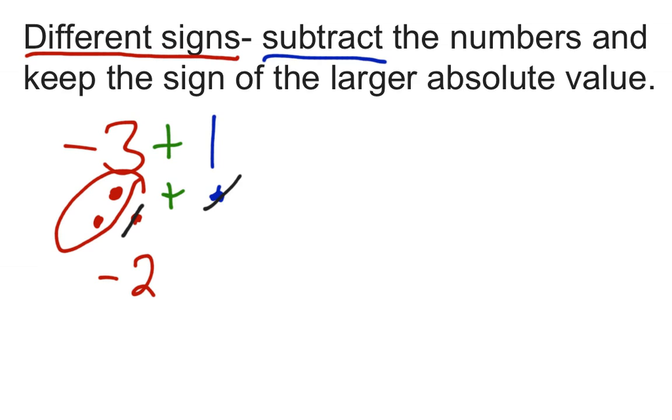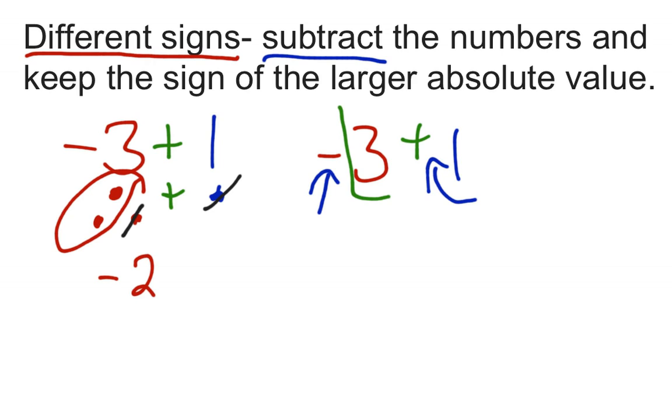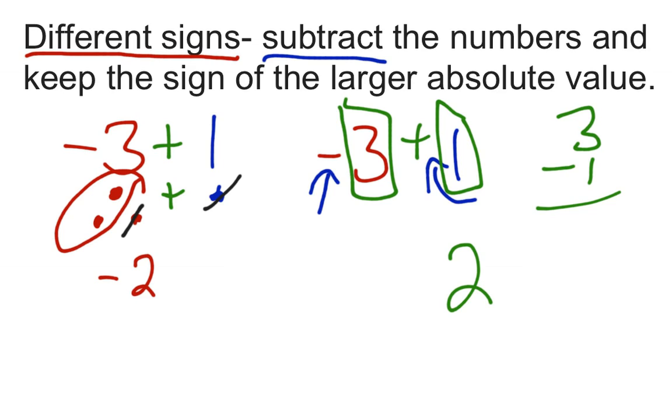Again, so our rule is, if we're doing a negative 3 plus a positive 1, the rule says here, if the signs are different, which they are, this one's a negative, this one's a positive, the rule is that we're supposed to subtract these two things. So we're going to take the 3 and we're going to subtract 1. So 3 minus 1 gives us 2.